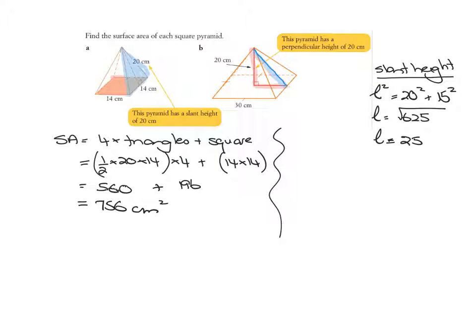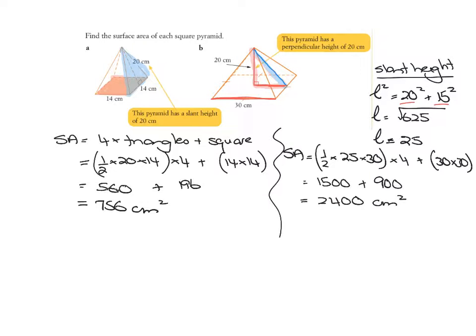Now notice when I was working out the slant height that I've actually gone 20 squared plus 15 squared. That 30 is for the whole of the outside of the square or the base. So the inside we only need 15, which is half of it from the centre to the outside. So now that I've got my L, which is 25, because I've done the 20 squared plus 15 squared, square root it, I can now start working out my 4 triangles and my base. So I've added all that up together and I end up with 2,400 square centimetres.